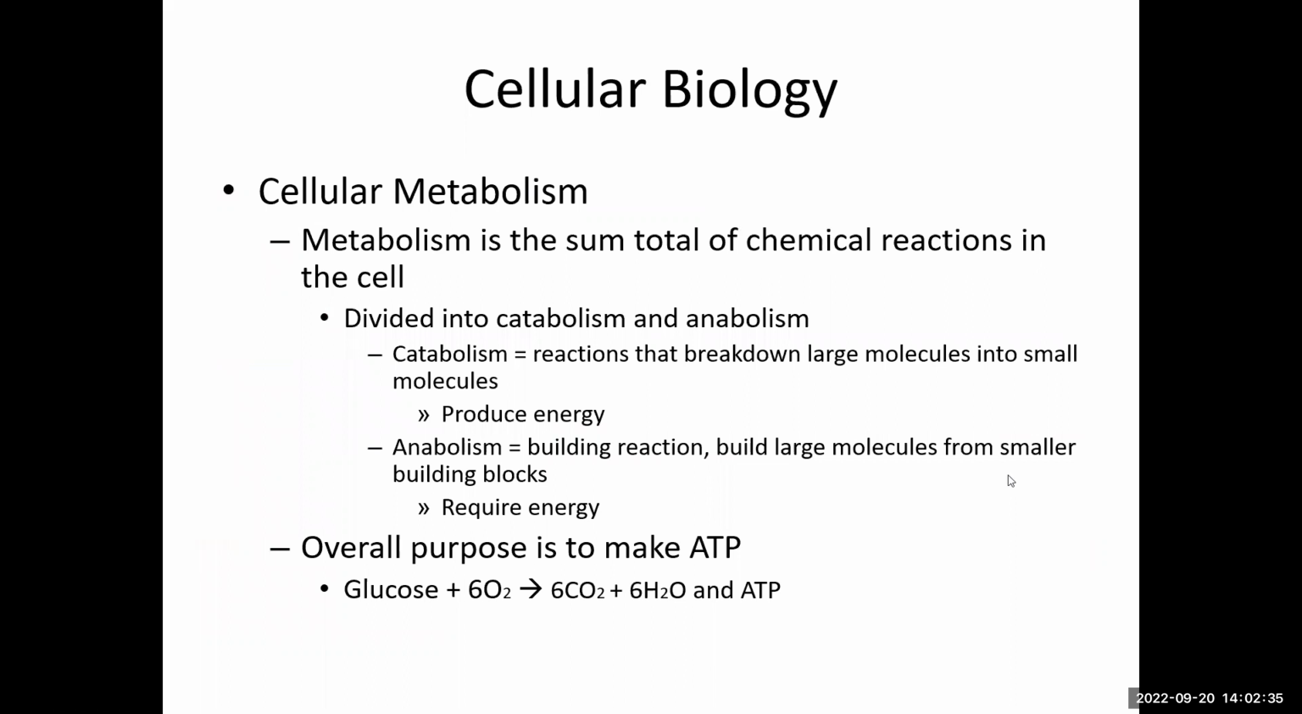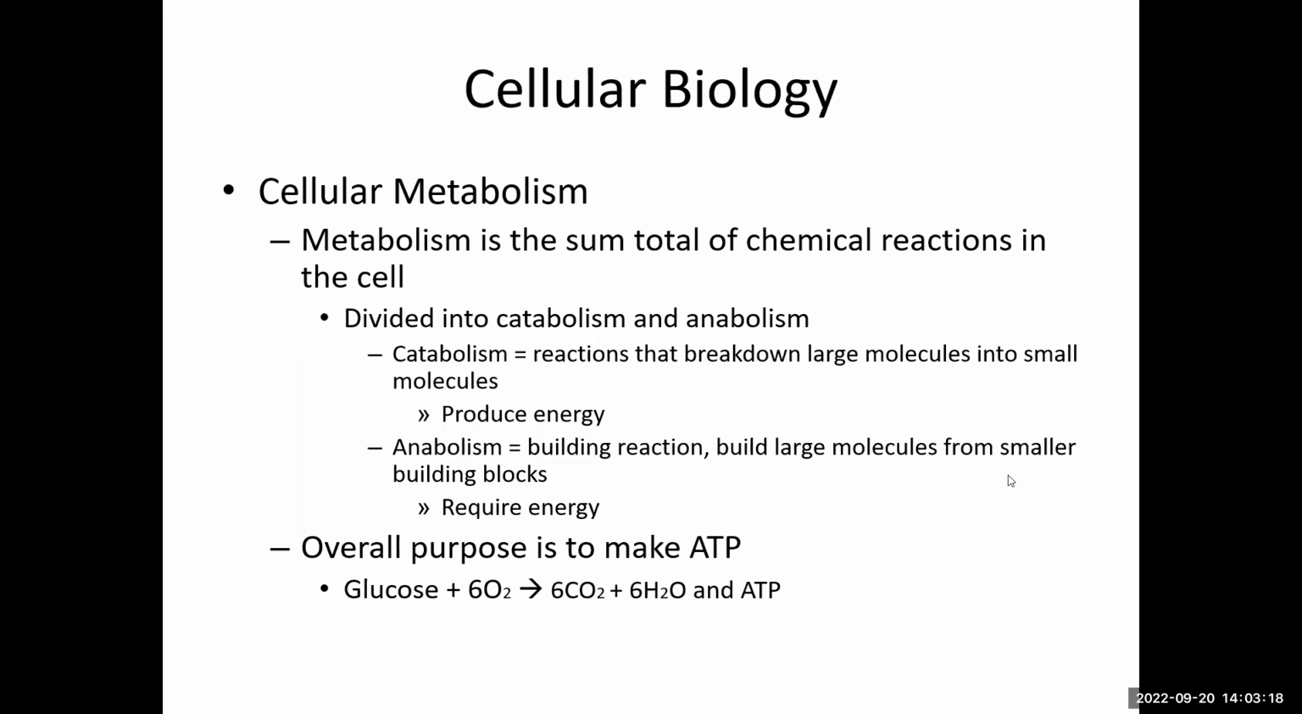Cellular metabolism is the sum total of all of the chemical reactions that are happening within that cell. Some of those are going to be where we're taking in large molecules and breaking them down into smaller ones, like proteins into amino acids. These are catabolic reactions, and they always produce energy. Anabolism is just the opposite. We're taking those smaller molecules and we're building large ones. We're taking our amino acids, we're joining them all together and making a big protein. These are going to require energy. So catabolic reactions produce the energy to make available for anabolic reactions to build larger molecules.